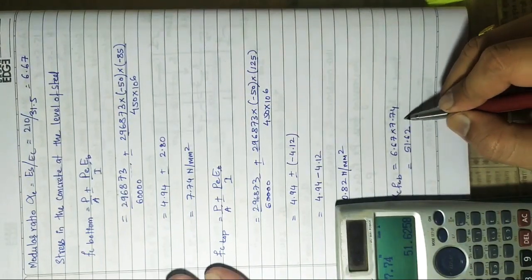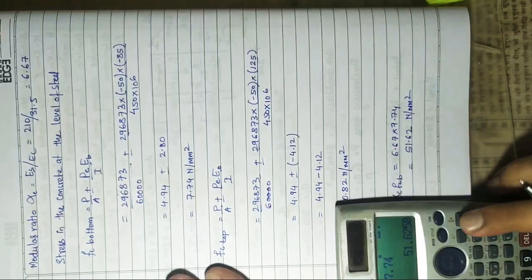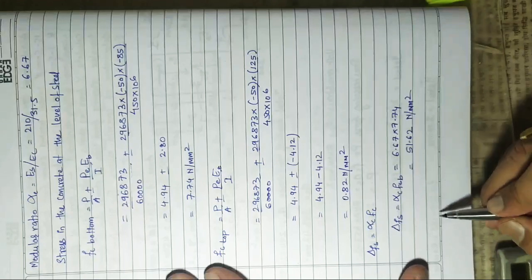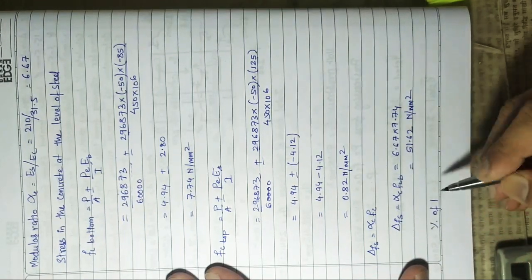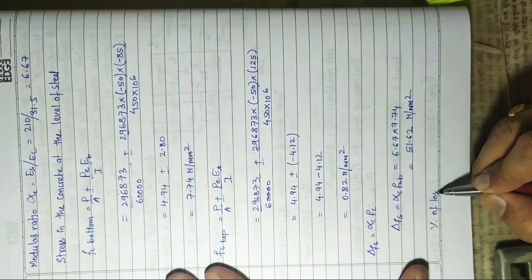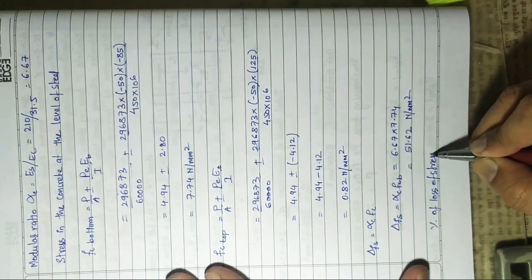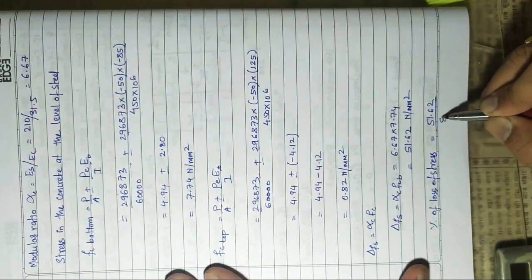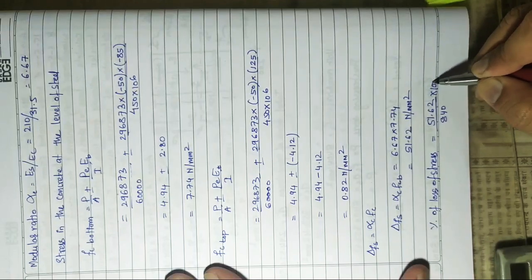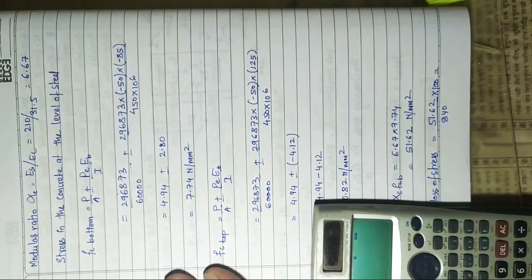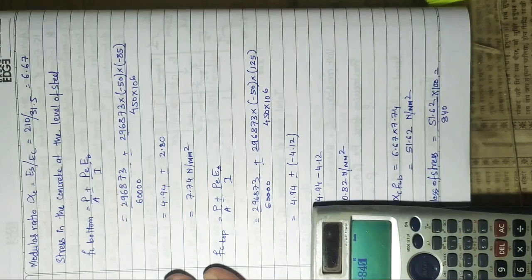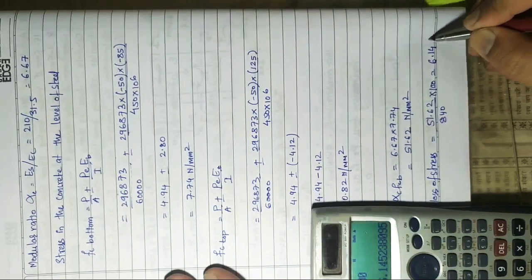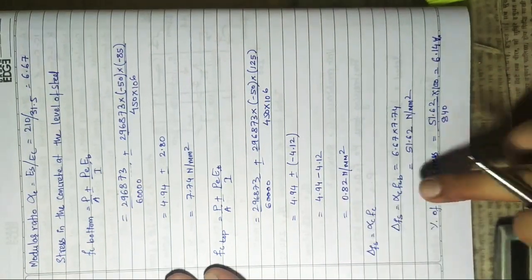This comes to around 51.62 Newton per mm square. The percentage loss of stress in steel is 51.62 divided by 840, the unit pre-stress, into 100. That value comes out to be 6.14% in the bottom fiber.